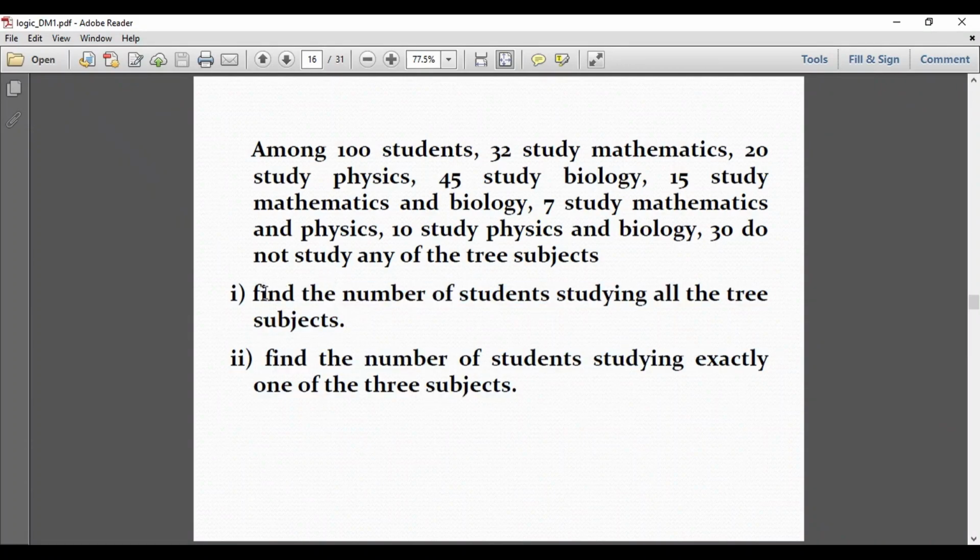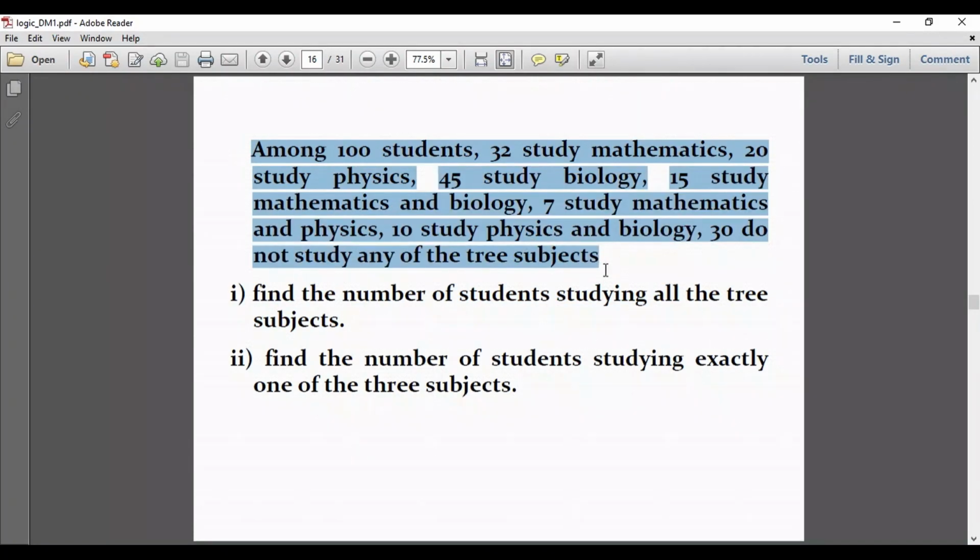So, before going for the problem solving, student, what you have to remember is whatever is given, you have to put it on paper in a proper manner. Okay, what is given? 100 students. So we have got the universal set. The next thing they have given is 32 study mathematics. So you will have a set which represents the students studying mathematics. Next set, the students studying physics, then biology, right? So you will have 32, 20, and 45. Then after that, what they have said, 15 study mathematics and biology.